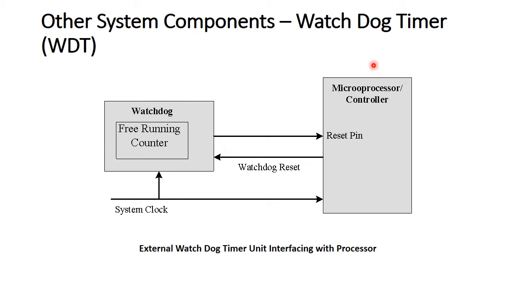So you can see here the microcontroller or microprocessor is externally connected to a watchdog timer. The watchdog timer has a free running counter which will be loaded with the initial count. If it is up counting, it starts from 0. If it is down counting, it will start from the predefined counter value.